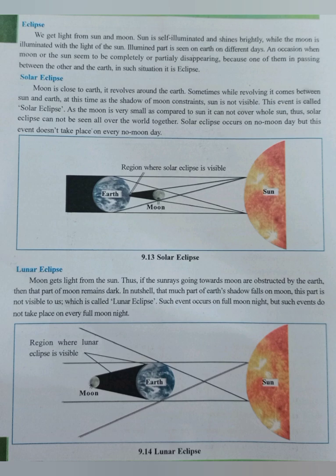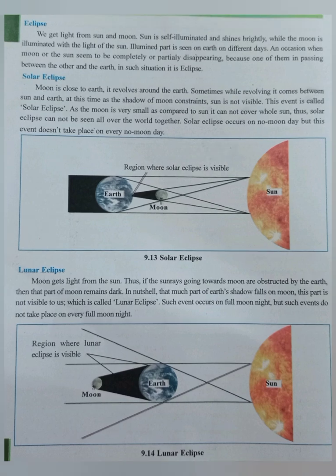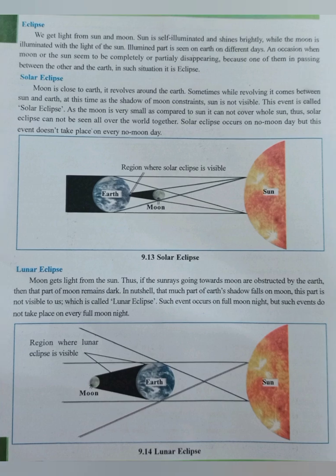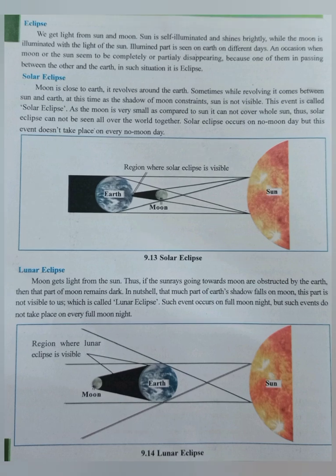Students, the moon gets light from the sun. When the earth comes in between the sun rays going towards the moon, the shadow of the earth falls on some part of the moon. That part of the moon is not seen by us, which is known as a lunar eclipse. The lunar eclipse takes place only on the full moon night.